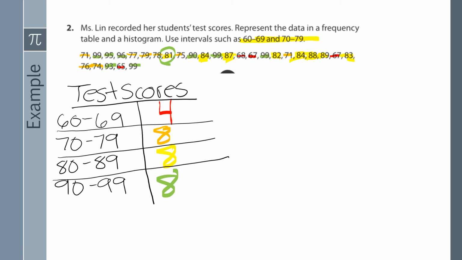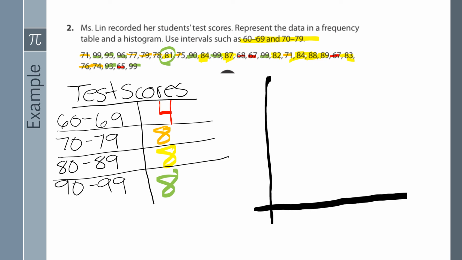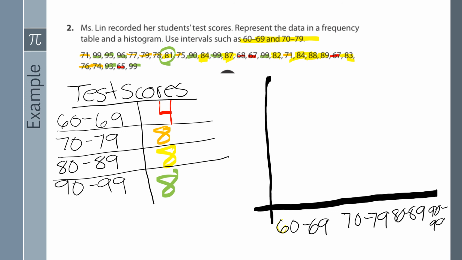So now I'm going to make my histogram. So I need a bar graph. So I need like an X and a Y axis in a way. I'm going to need my intervals down here. So 60 to 69. And then I'm going to have 70 to 79. And then 80 to 89. And then 90 to 99. Sorry, that got a little sloppy there at the end.